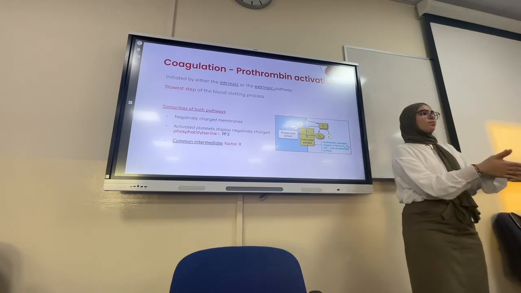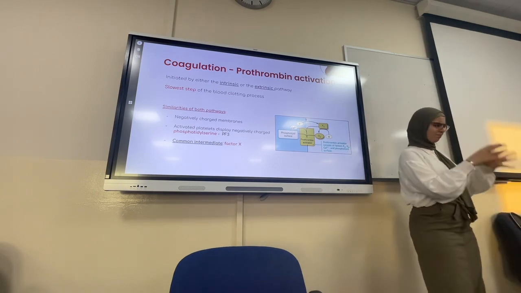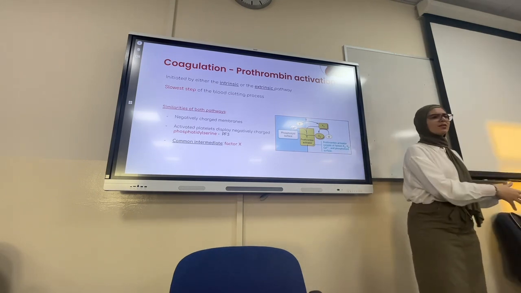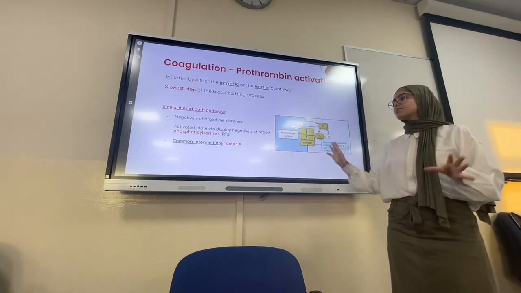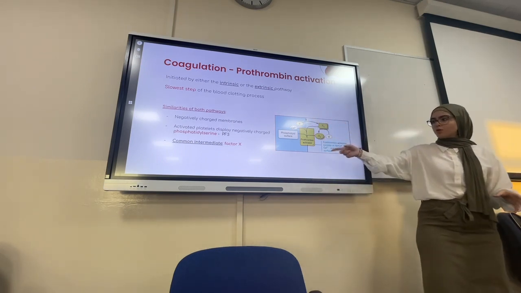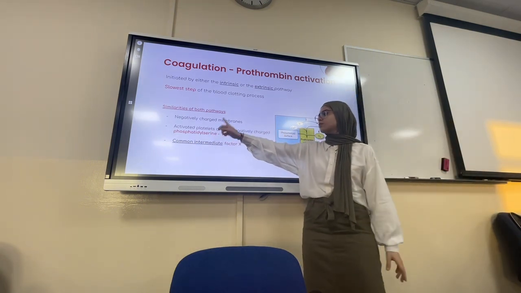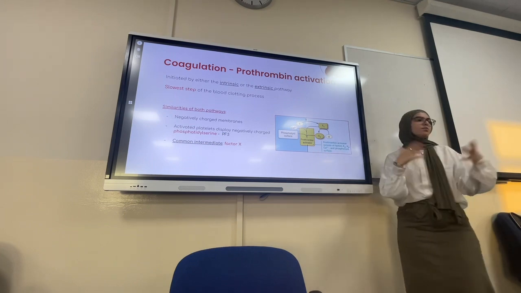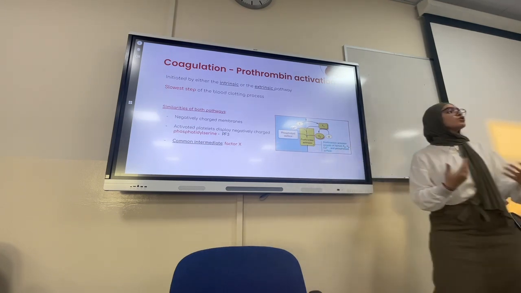They still have some commonalities. First of all, they require negative surfaces. Which one more specifically requires negative surfaces? The intrinsic, exactly. But both of them still require it. In both, the platelets are going to display the phosphatidylserine, PF3. That's something in common. They also have a common intermediate, which is factor X.